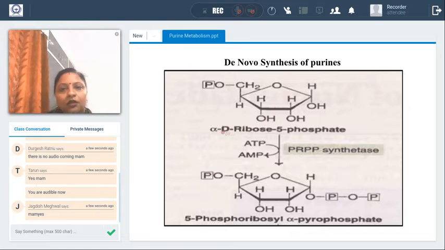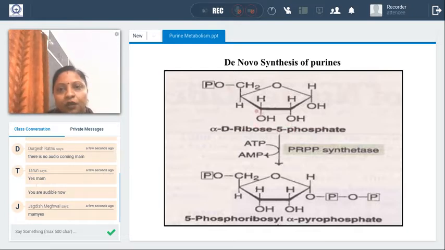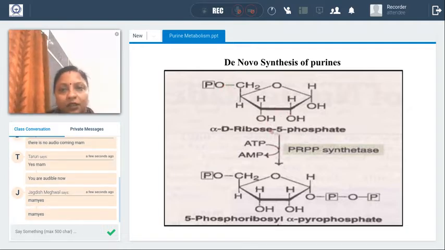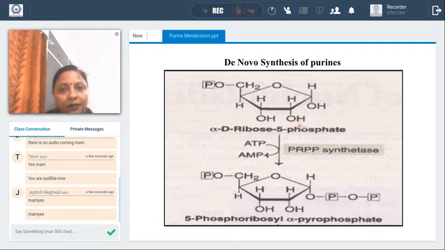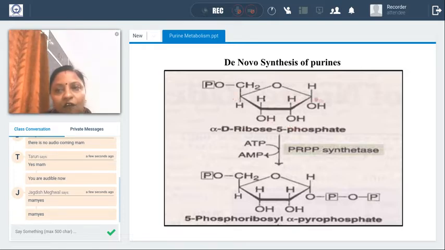First, we will discuss the synthesis of purine. Purine is a nitrogen base, as I told earlier. It is only present in the form of nucleotides, not lonely present like nitrogen base. There are two methods of biosynthesis of purines. First is de novo synthesis and the other is salvage pathway. First, we will discuss de novo synthesis of purines.